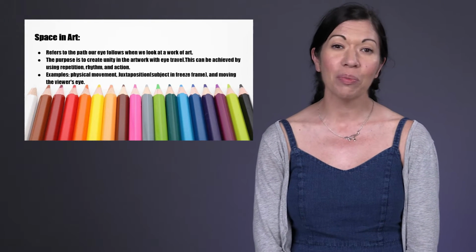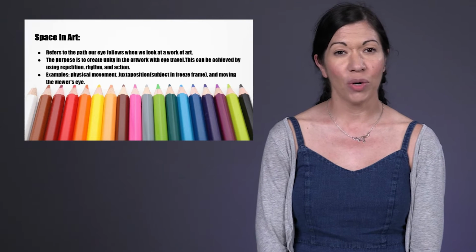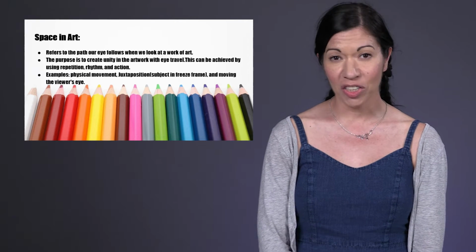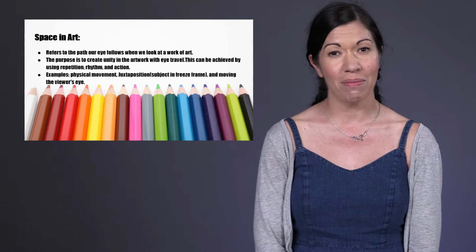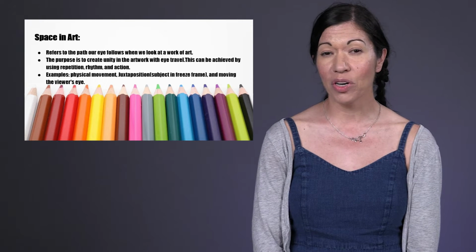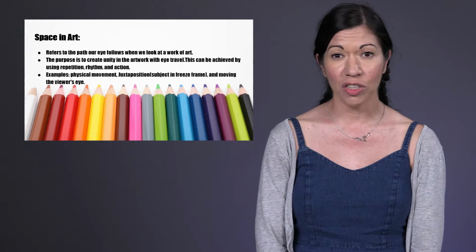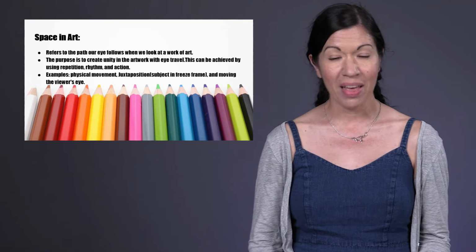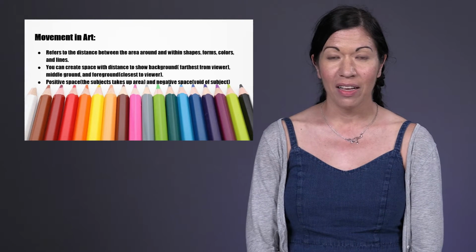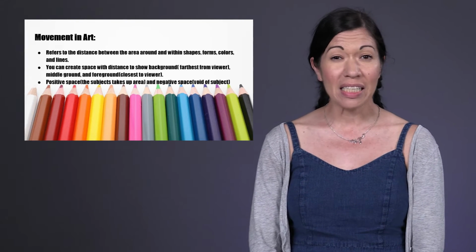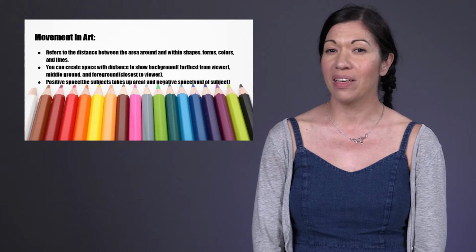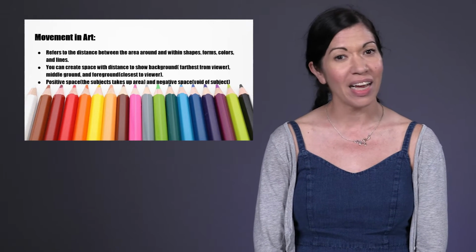of art. The purpose is to create unity in the artwork with eye travel. This can be achieved by using repetition, rhythm, and action. Examples are physical movement, juxtaposition, meaning subject in a freeze frame, and moving the viewer's eye. Movement in art refers to the distance between the area around and within shapes, forms, colors, and lines.